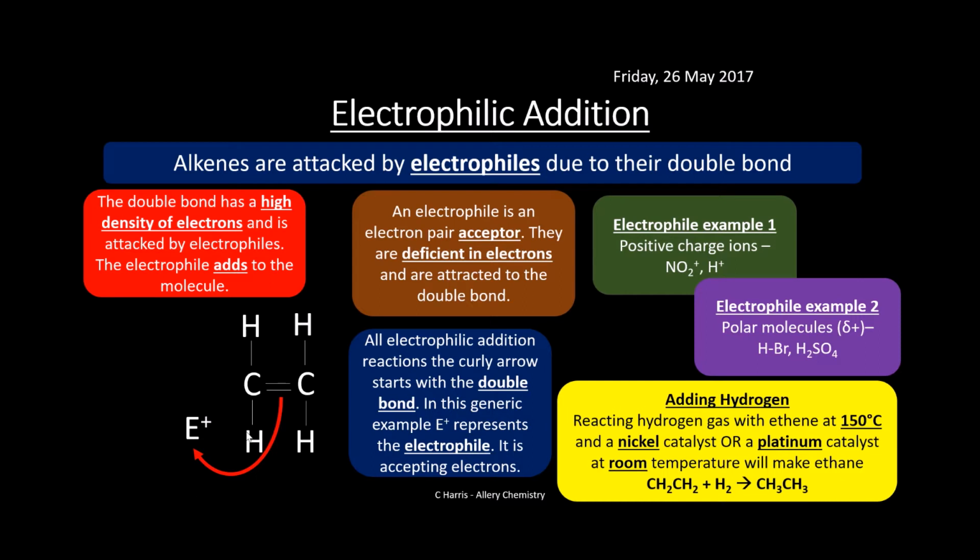So one of the classic examples of an electrophilic addition reaction is the reaction of hydrogen gas with ethene. The temperature we need is 150 degrees Celsius. We need a nickel catalyst or platinum catalyst. Either one of them will do. This is all done at room temperature and it will make ethane. So you can see we've got ethene adding the hydrogen to it and we've got ethane as one of the products. Make sure you know them conditions.